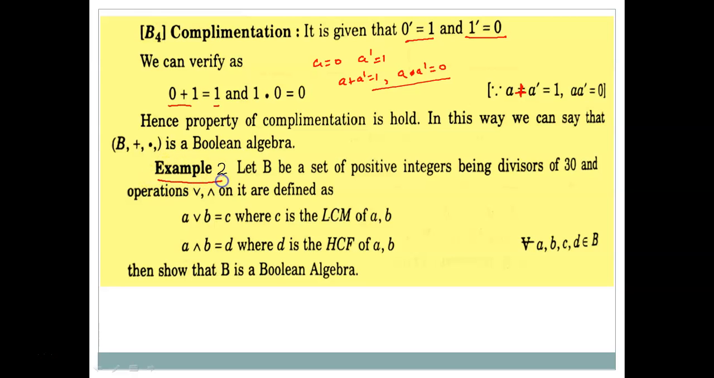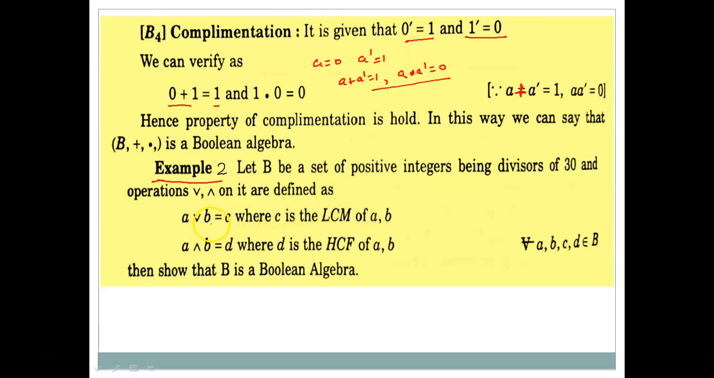Now let us see this example too. This is a very important example. You must carefully watch this. Let B be a set of positive integers which are divisors of 30, and you are given operations join and meet on it as follows.